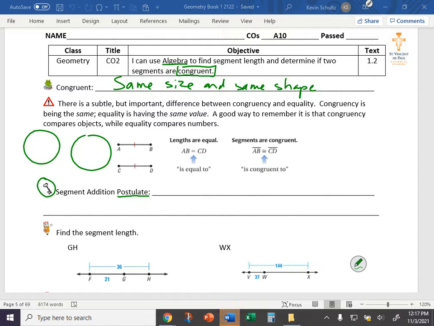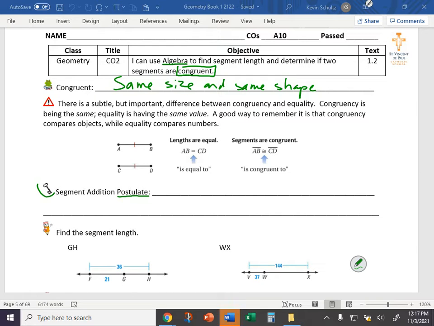If you have two quarters, they might be equal but not congruent. One might be more worn than the other. It might be a different state or different year or whatever. But they would be equal in value. So there's a difference here, and I get into it in the second part here.